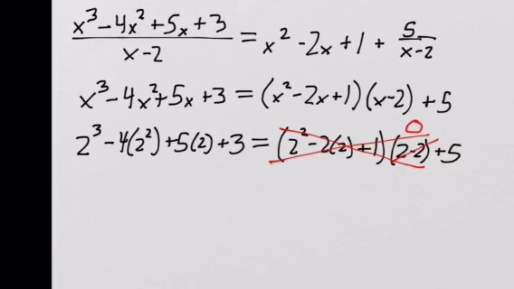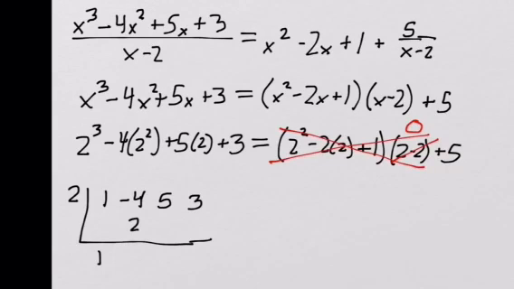So what we can do with synthetic division, so we're dividing by x minus 2, I can just stick that 2 in there, and then put my coefficients in, 1, negative 4, 5, 3. Bring down the 1. Multiply by 2 and add. Multiply by 2 and add. Multiply by 2 and add. And it turns out that remainder is exactly what the function value is at a.